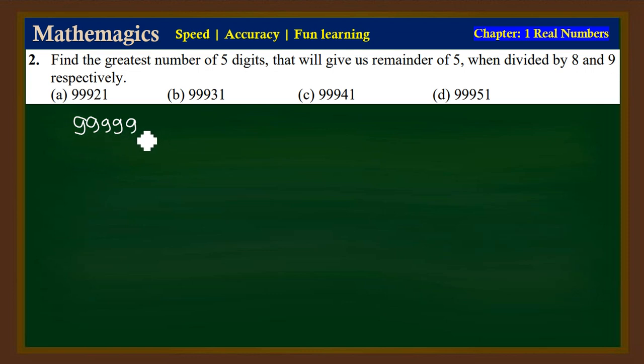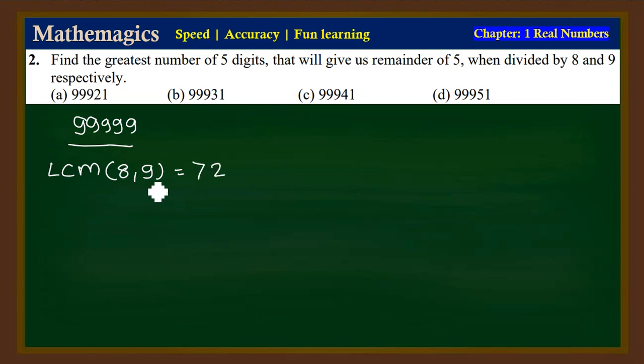So the question is asking for the number that will give the remainder 5 when divided by 8 and 9 respectively. Here we can say that the number will be divisible by 8 and 9, so obviously the 5 digit number must be a multiple of 8 and 9. The number which is a multiple of 8 and 9 will be related to the LCM of 8 and 9. So at first we have to calculate the LCM of 8 and 9. So, dear friends, the LCM of 8 and 9 is 72.